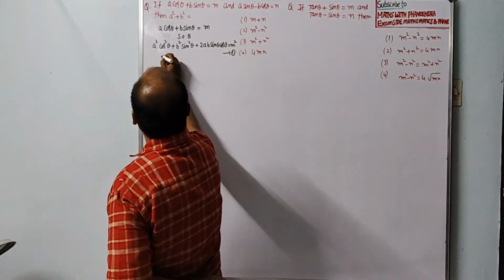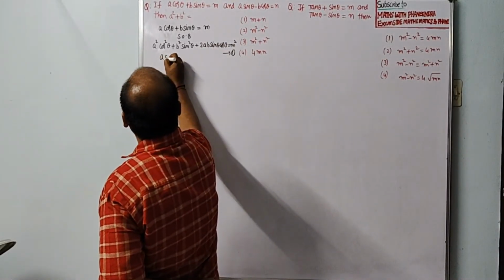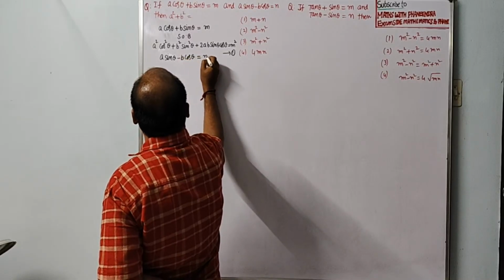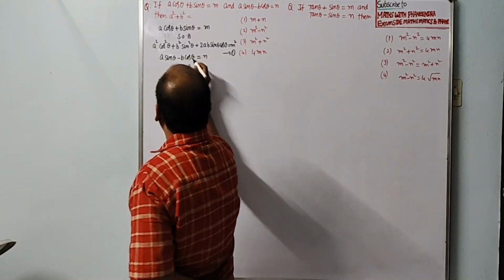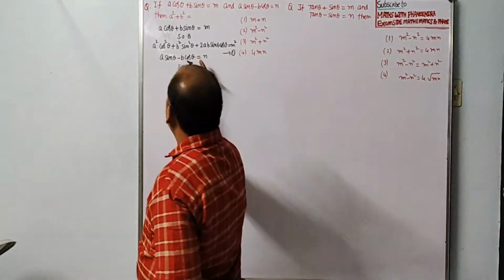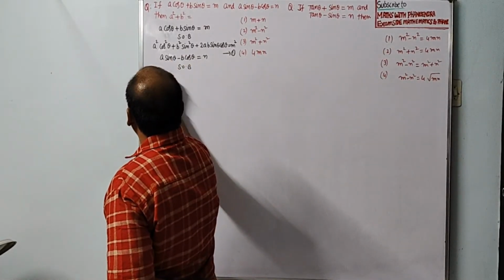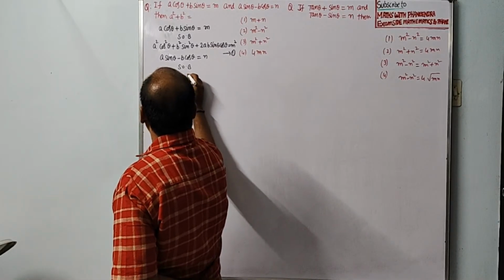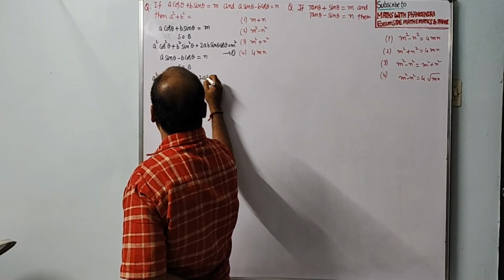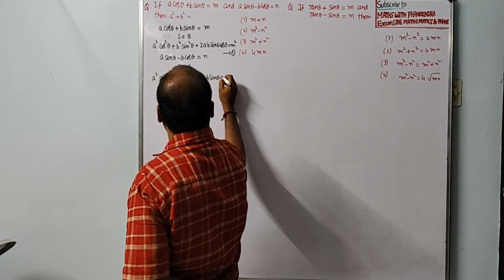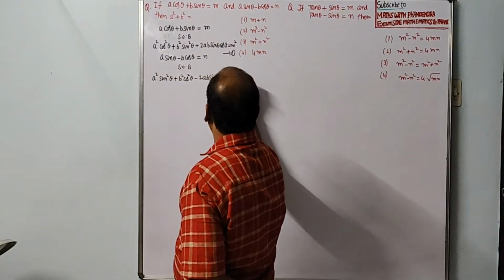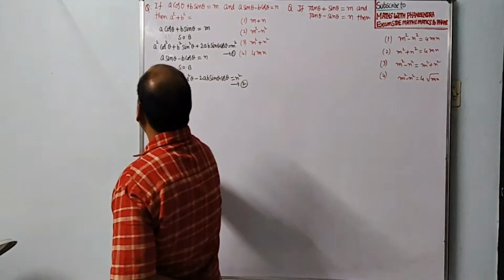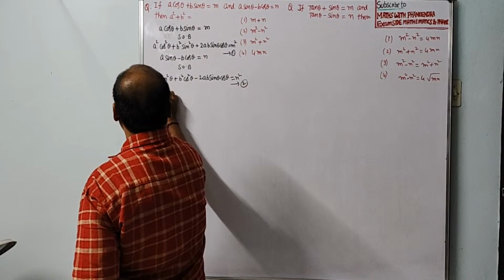Next, a sin theta minus b cos theta is equal to n, squaring on both sides, a minus b whole square. A square sin square theta plus b square cos square theta minus 2ab sin theta cos theta is equal to n square. Adding 1 and 2, 1 plus 2.